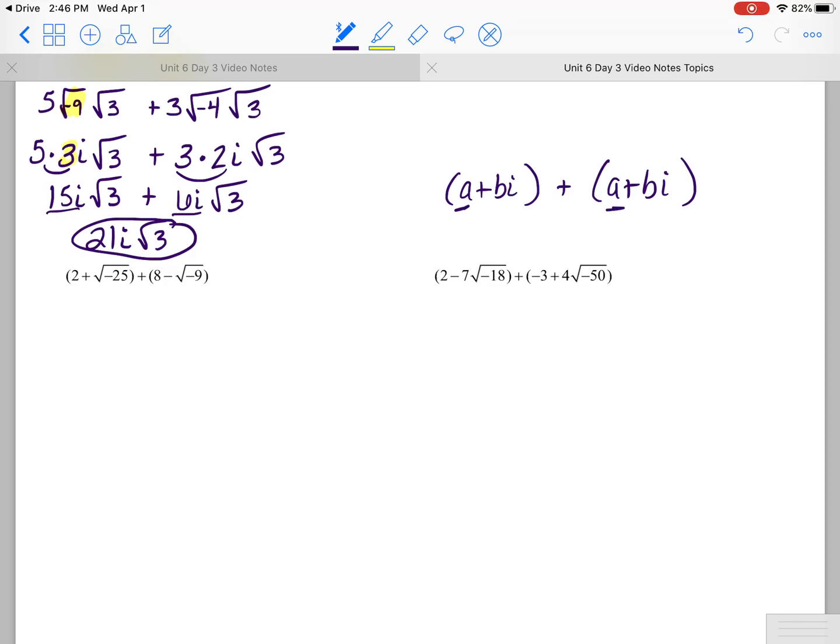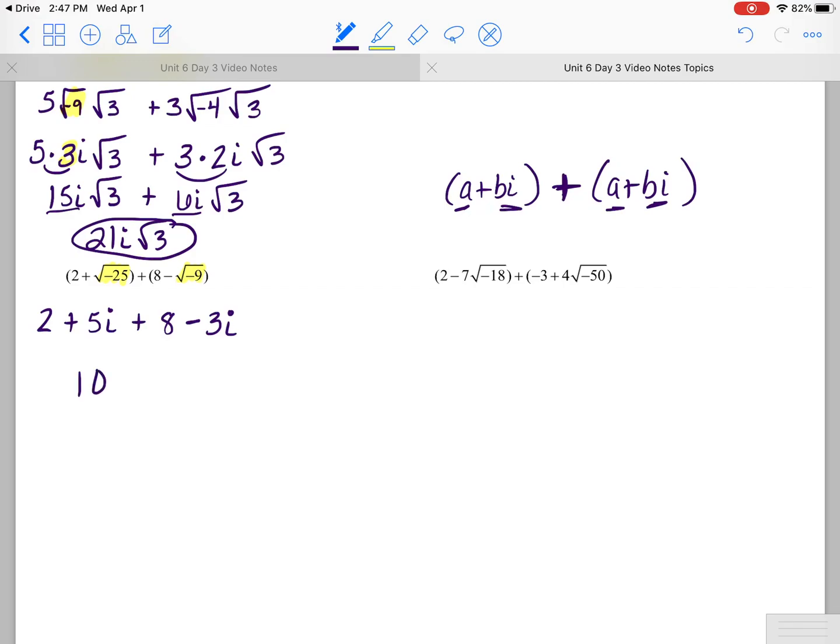So remember, you just focus on your coefficients. Because we're adding, you only work with your like terms. Okay. So I'm going to first simplify what I can. So I know I have 2 plus the square root of negative 25. That can be simplified to 5i plus 8 minus the square root of negative 9. I know I can simplify to 3i.